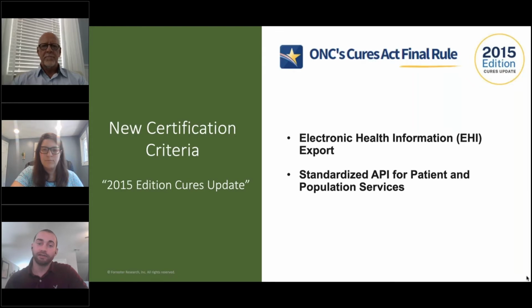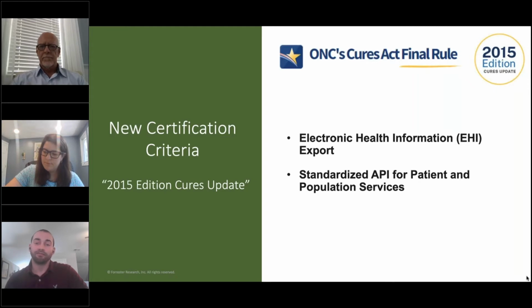The second technical criteria was the standardization of APIs for patient and population services. This requires that certified health IT utilizes the HL7 Fast Healthcare Interoperability Resources, or HL7 FHIR standard. Two types of API-enabled services are required for this criteria and include services for which a single patient's data is the focus, and services for which multiple patients' data are the focus. This type of standard will allow for interoperability across the healthcare ecosystem, as all systems will have a universal API that will allow them to exchange data.